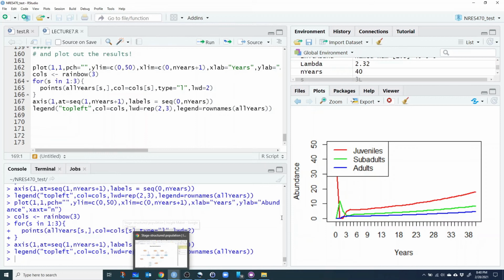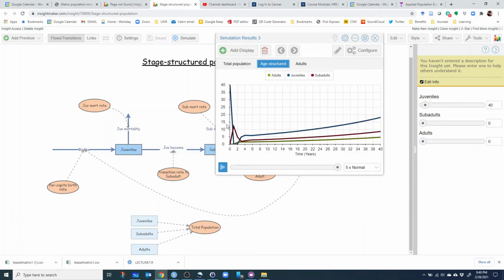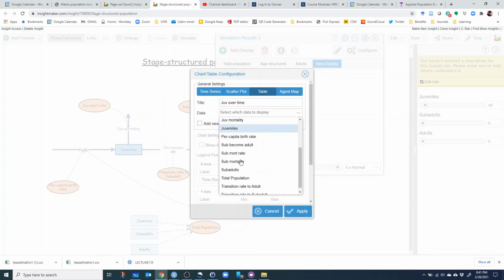Let's take a look. So it looks like the population of juveniles is ending up at around 20. Let's see if that matches. So if we simulate this and look at the number of juveniles, we have about 20 juveniles. If we wanted to make a table, we could even check to see if the numbers are matching. So let's add a display. We'll add a table that's, let's say, juveniles over time. And the data are going to be the total juveniles.